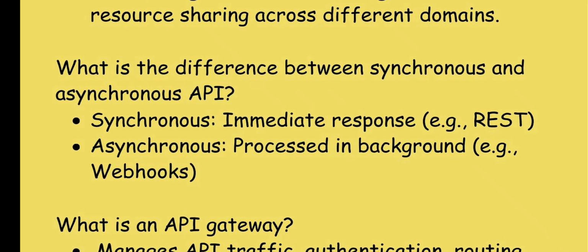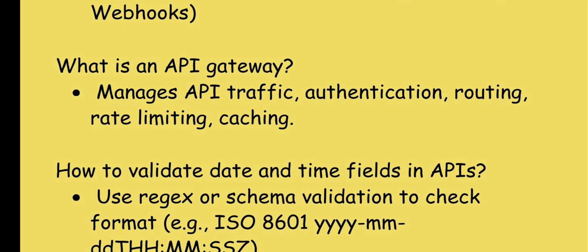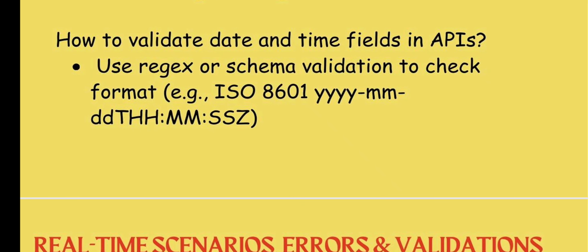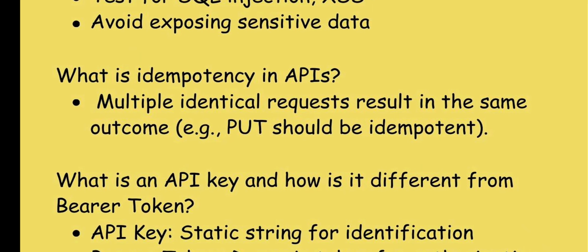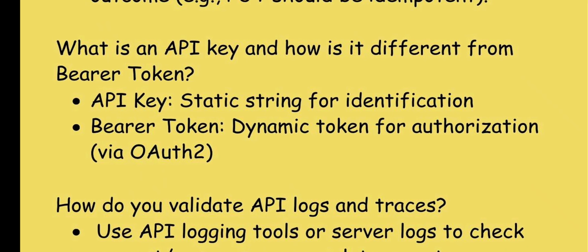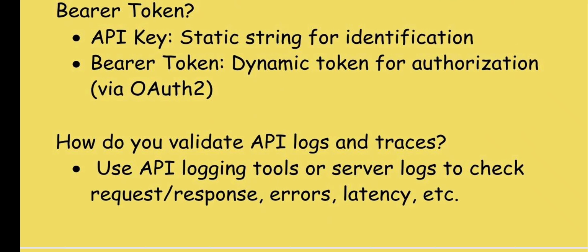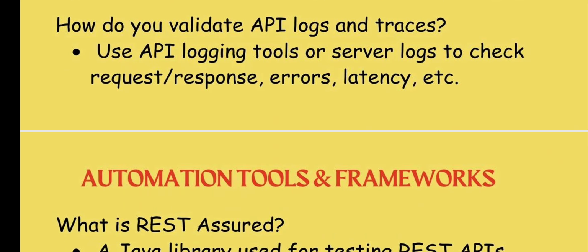What's the difference between synchronous and asynchronous API? What is an API gateway? How to validate date and time fields in APIs? How to ensure API security during testing? What is idempotency in APIs? What is an API key and how is it different from a bearer token? How do you validate API logs and traces?